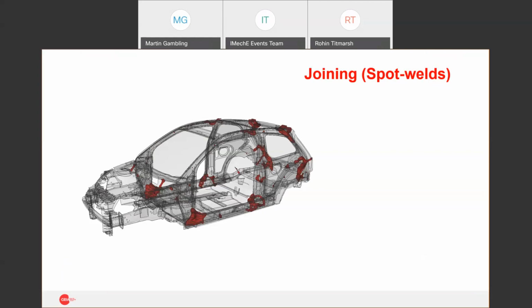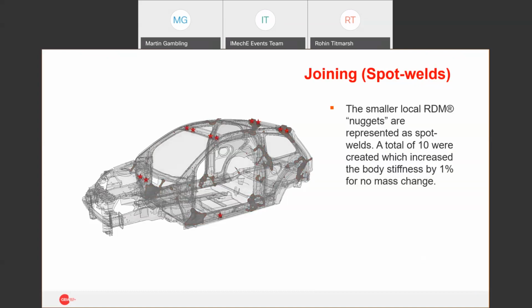So going back to our image, what we've achieved in this particular case study. First of all, the smaller little lumps. You can see there was a tiny little blob there inside the sill, some at the front here, and some up in the header rail. And with those, we just simply added 10 more spot welds and increased the stiffness by 1%. No mass change, nice and simple. So that's a really easy win in terms of a change. And again, it's just pointing in that direction to go.